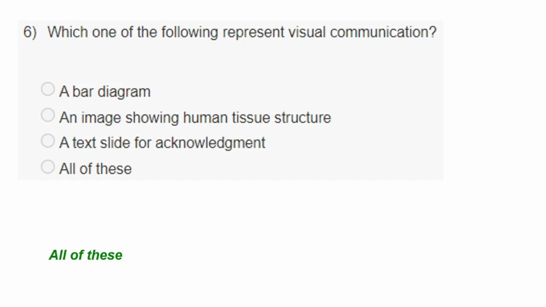So yes, a text slide for acknowledgement, a slide definitely is for visual communication. Visually you're communicating to someone about this. So yes, all of these will be the right answer, correct. Moving on to the next question.